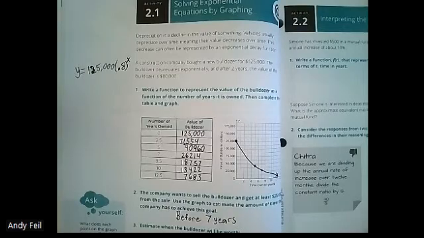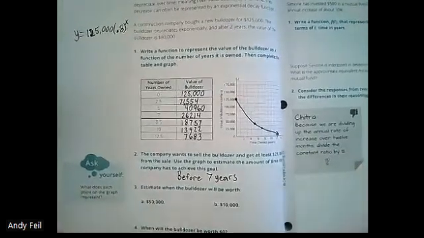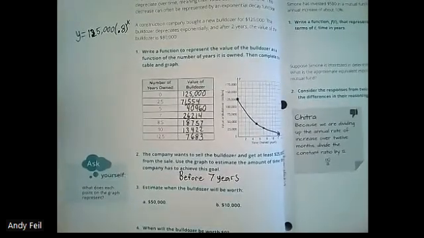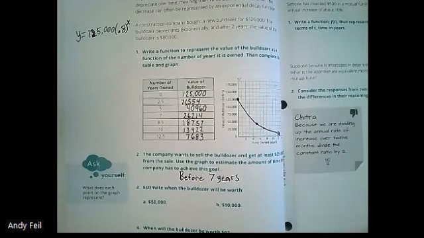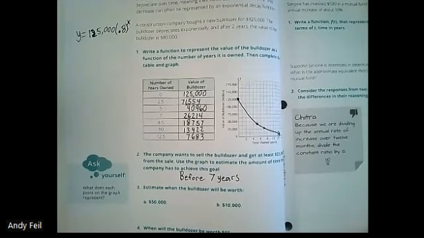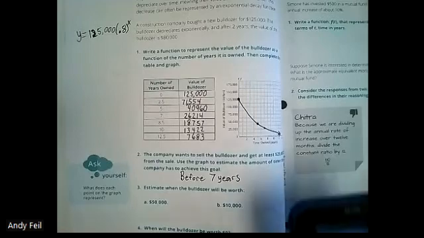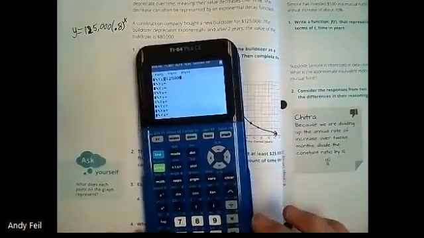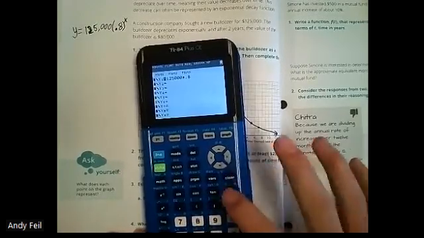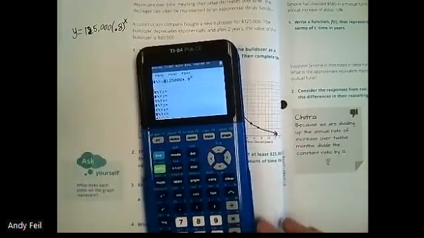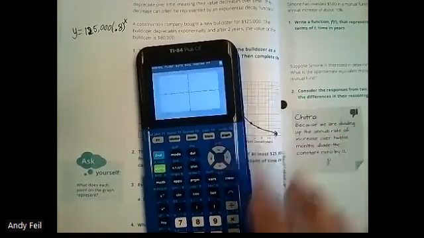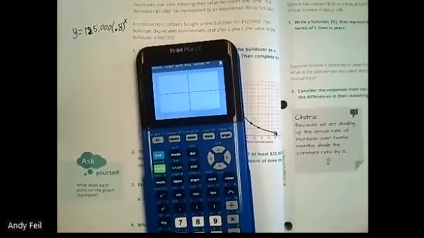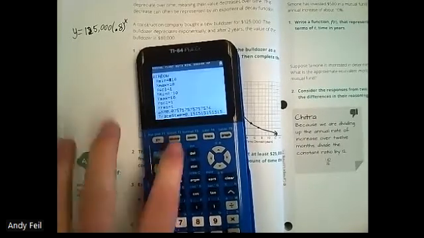Okay, then it says estimate when the bulldozer will be worth 50,000. When will it be 50,000? About 4 years. I want to find it a little more exact, so I'm gonna go in and graph it. So y equals 125,000 times 0.8 to the x. And then I'm gonna graph. Ooh, what's wrong with this? My window's not right.